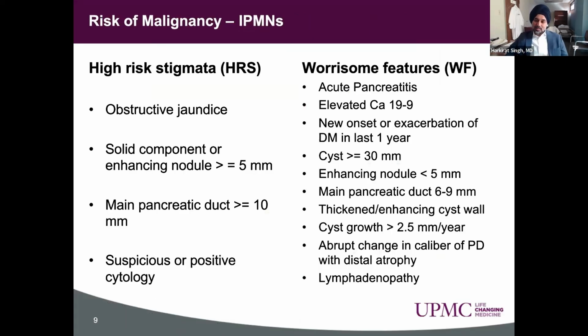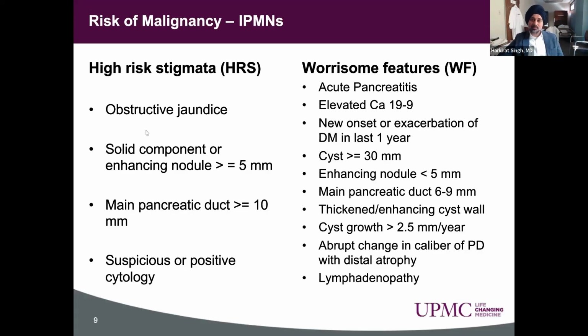To exactly understand the risk of malignancy or advanced neoplasia in IPMNs, we need to understand what high-risk stigmata and worrisome features are. These are certain characteristics, either on imaging, in the blood work, or symptoms of a patient, which tell us a little more about how this cyst may behave. So the high-risk stigmata, as the name goes, make a cyst high risk.